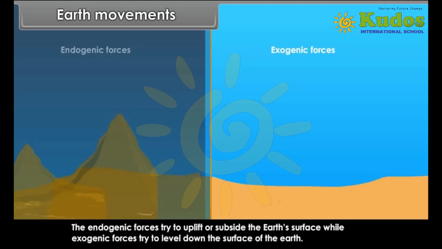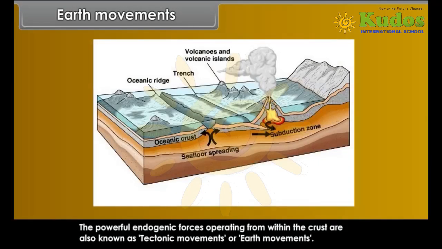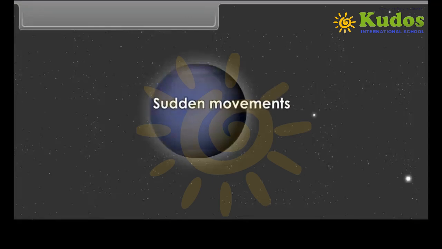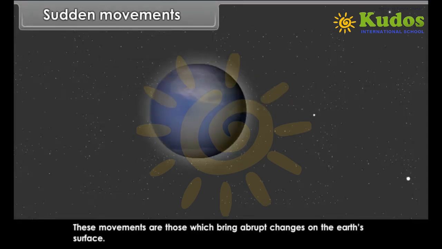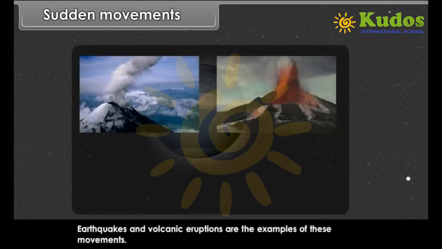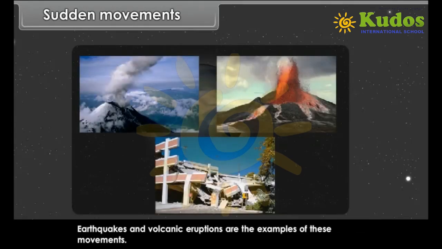The powerful endogenic forces operating from within the crust are also known as tectonic movements or earth movements. These earth movements are classified into two categories: sudden movements, slow movements. Sudden movements. These movements are those which bring abrupt changes on the Earth's surface. Earthquakes and volcanic eruptions are the examples of these movements.